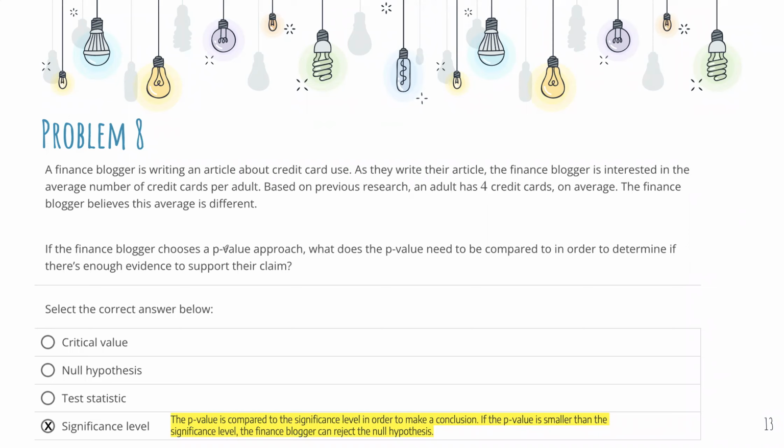So the p-value approach compares the p-value against the significance level, right? If the p-value is smaller than the significance level, we have the evidence to reject the null hypothesis. If the p-value is bigger than the significance level, then we fail to reject the null hypothesis.